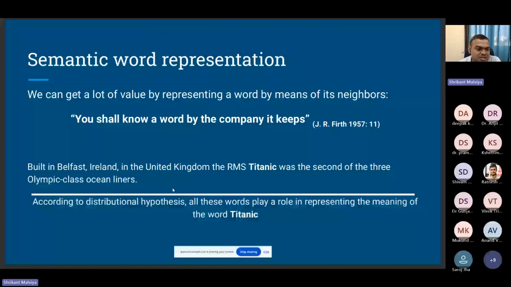Next, we move to understand some of the semantic word representation methods. To understand what a semantic word representation is, there are some very good quotations. We can get a lot of value by representing a word by means of its neighbors. Similarly, J.R. Firth in 1957 said how a word can be defined: you shall know a word by the company it keeps. So this sentence tells that a word can be better identified by its neighboring words.